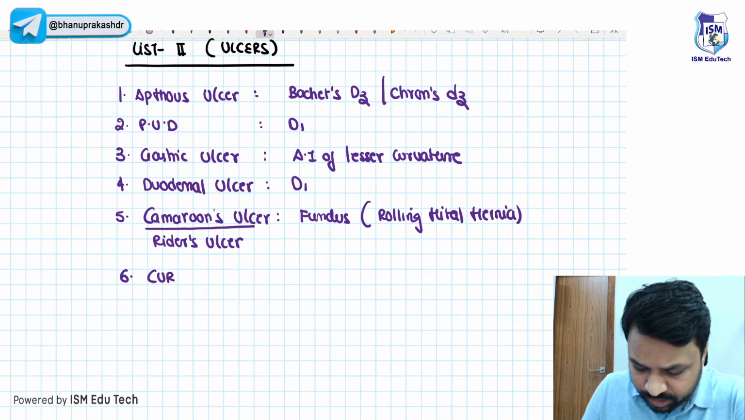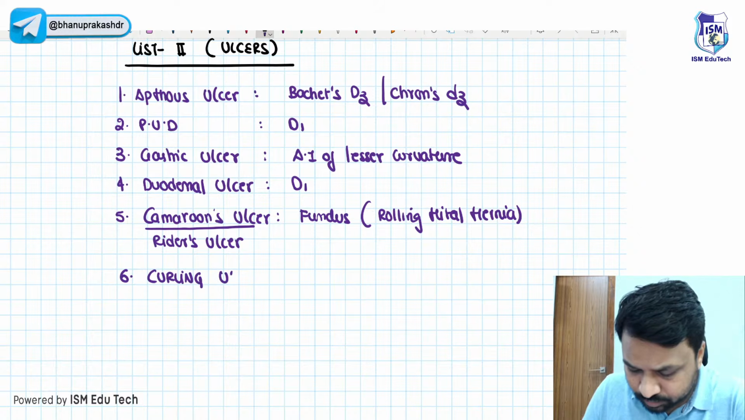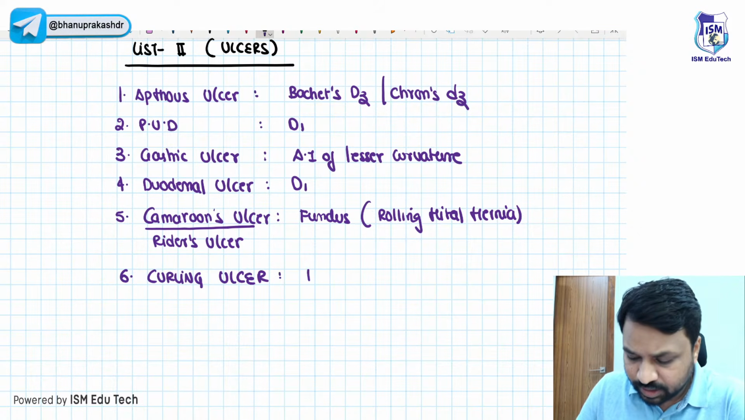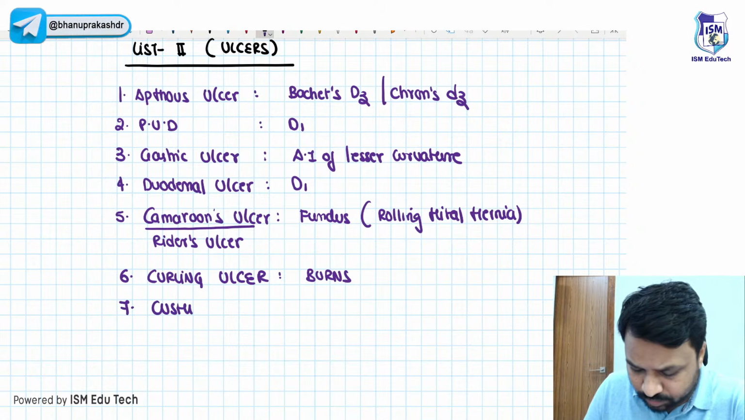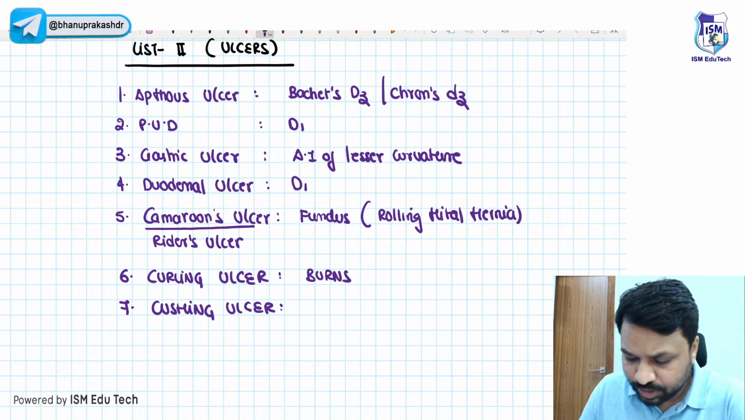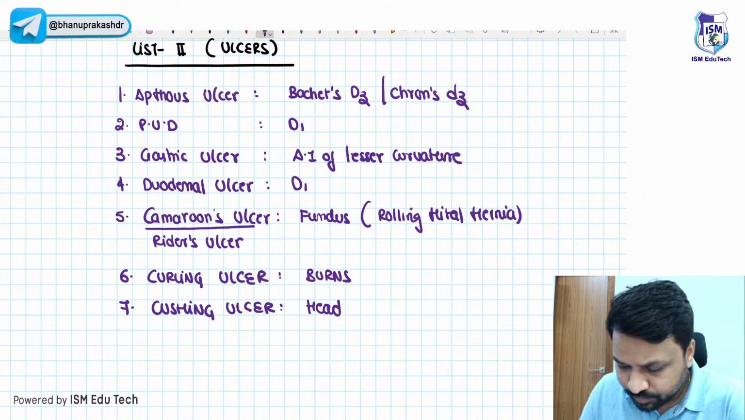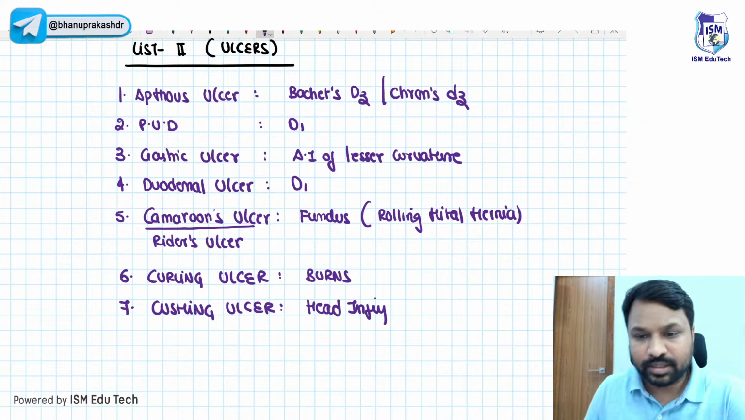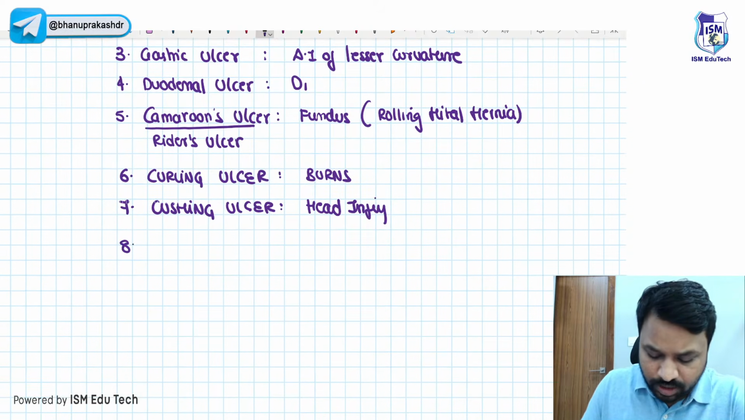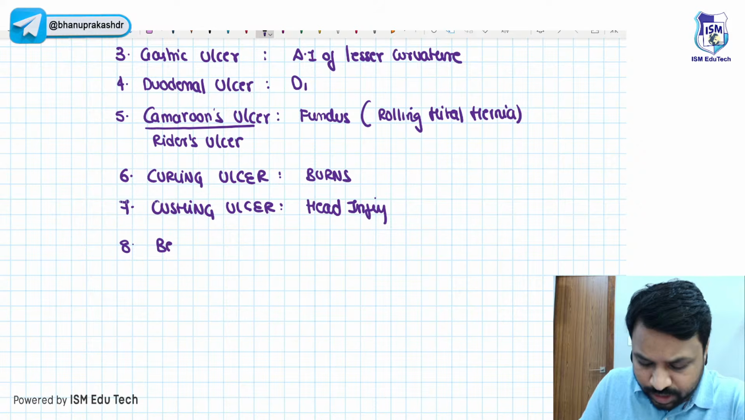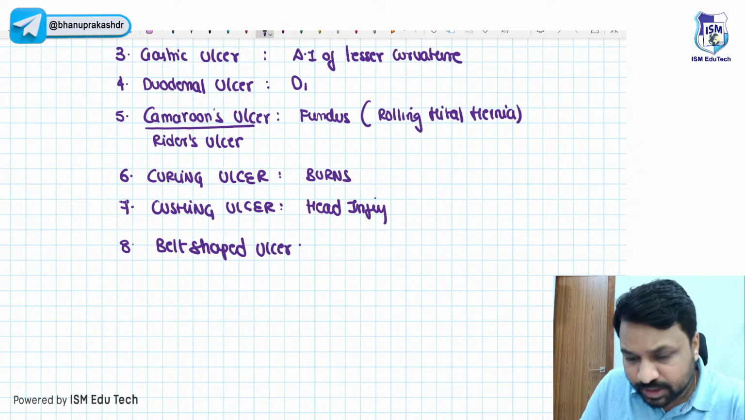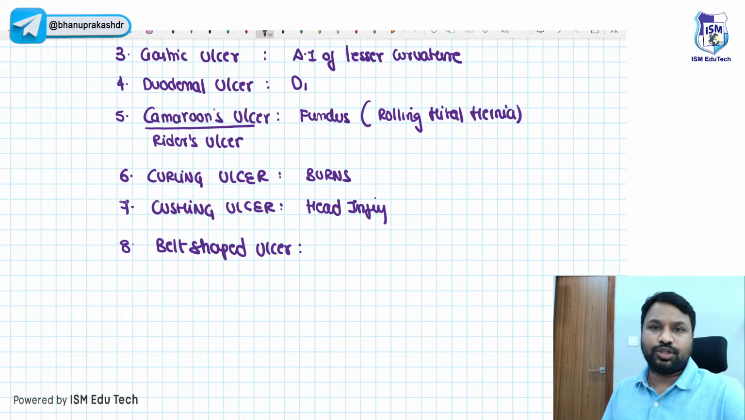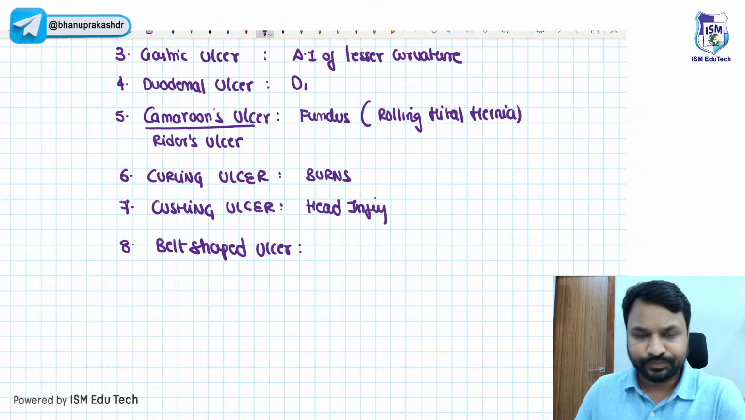Then you have the Curling ulcer. This is seen in patients with significant burns. Then you have the Cushing ulcer. Cushing's ulcer is seen in patients with head injury, right? Where do you see belt-shaped ulcer?